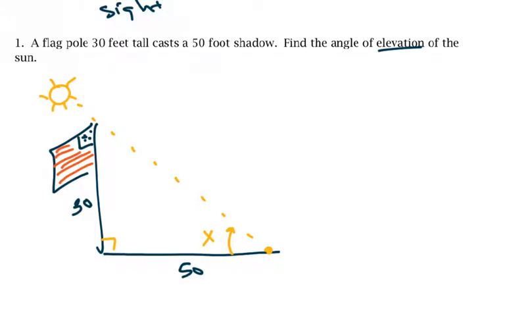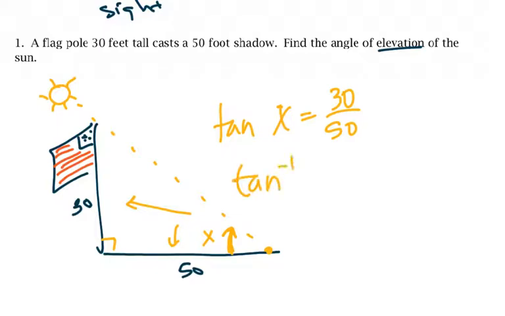We're just going to use a trig ratio to find this. Since I've got this angle that I'm dealing with, and the sides that I have are opposite and adjacent, then tangent is what I'm going to use. So tangent of angle x is equal to 30 over 50. You're going to put in your calculator the second tangent button of 3 over 5 or 30 over 50, and you get about 30.96.